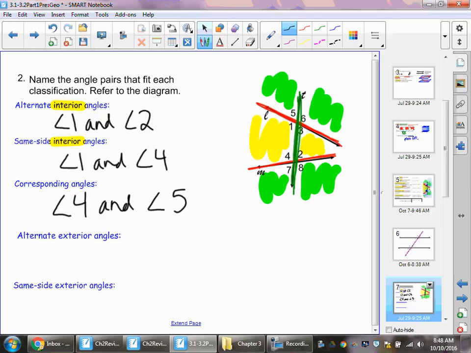Alternate exterior angles are on the exterior of the red lines. An example would be angle 5 and angle 8. Same side exterior angles are on the same side of the transversal and also on the exterior of the two lines. An example of that would be angle 6 and angle 8.